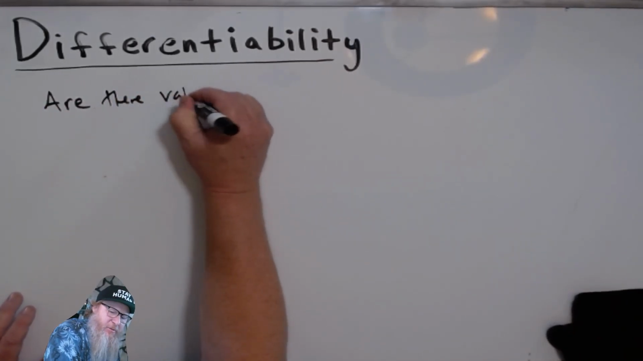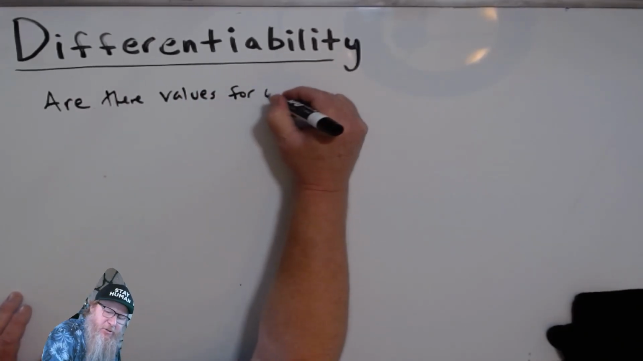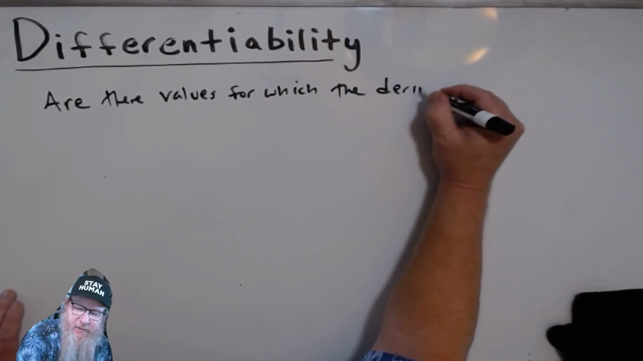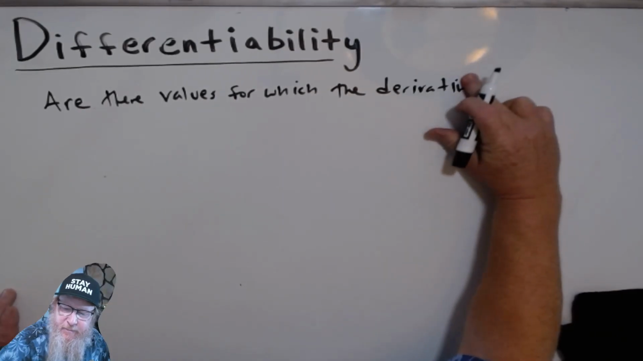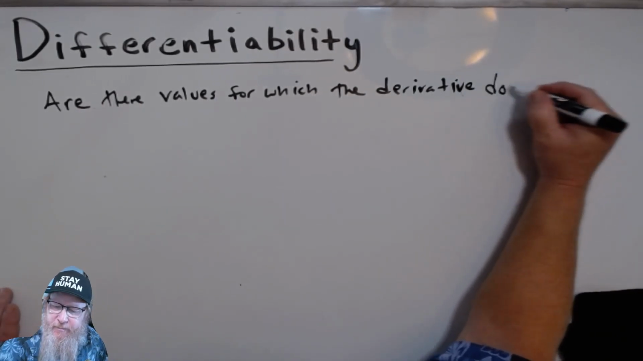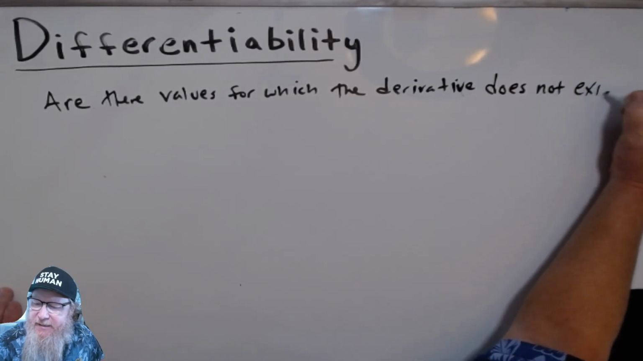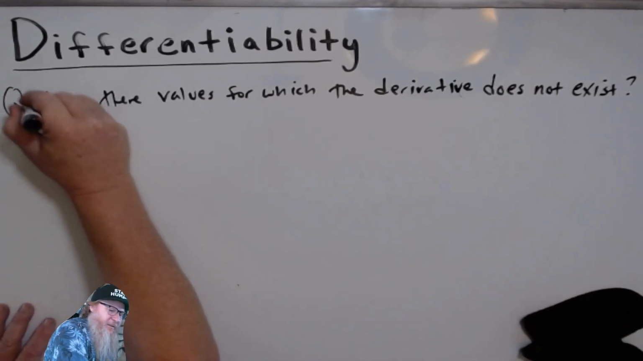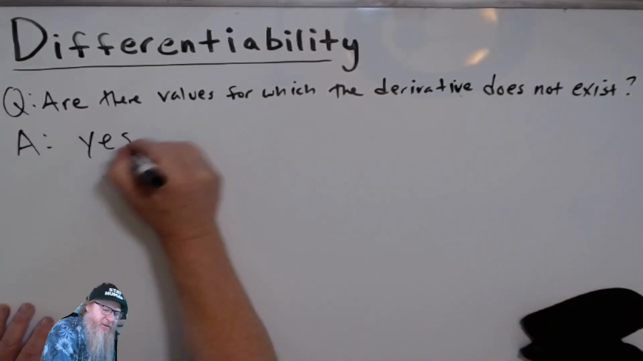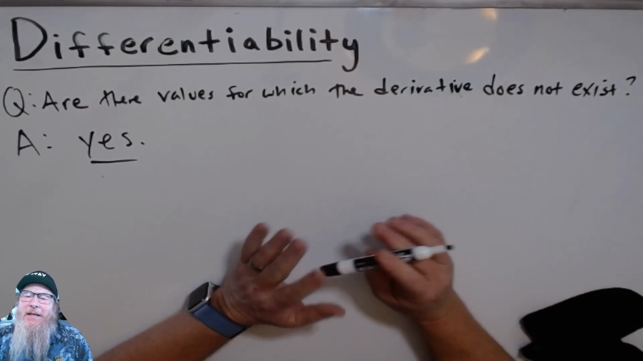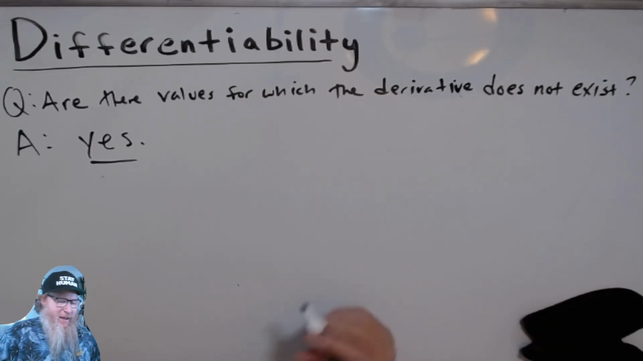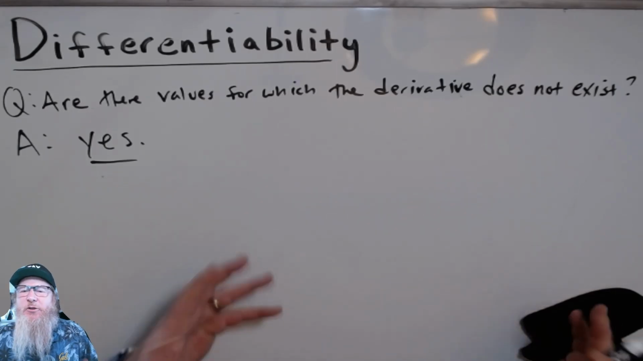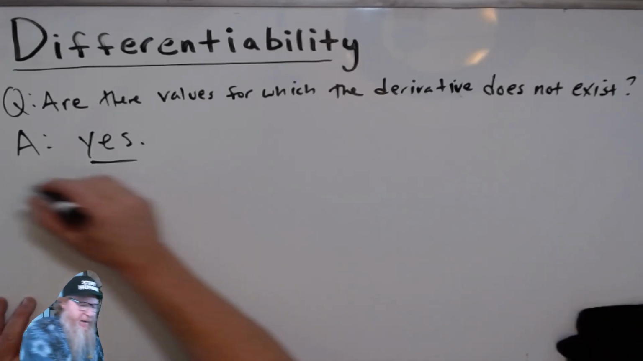Are there values for which the derivative does not exist? Does not exist. And the answer is yes. There are. So how are we going to determine that? Well, first we're going to need another definition of what it means to be differentiable at a particular point.